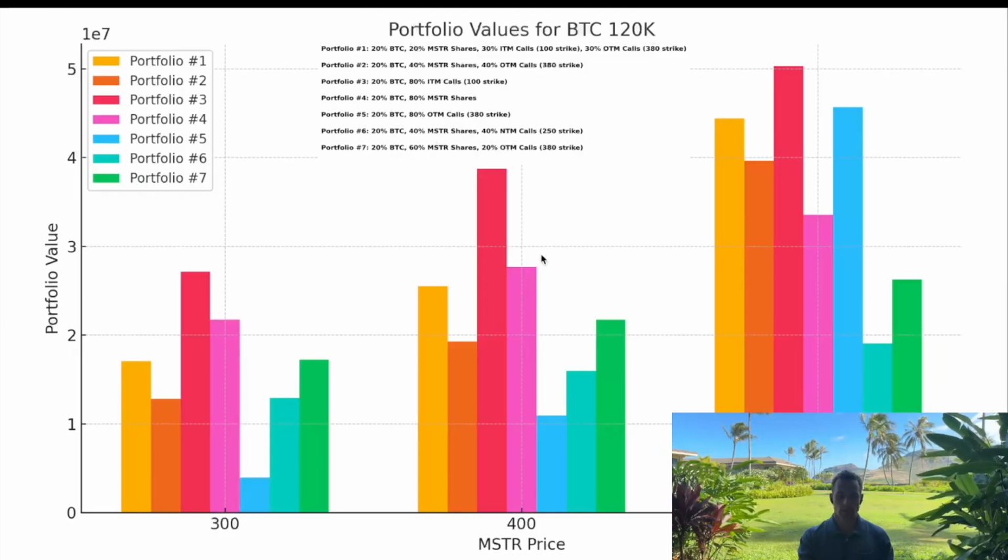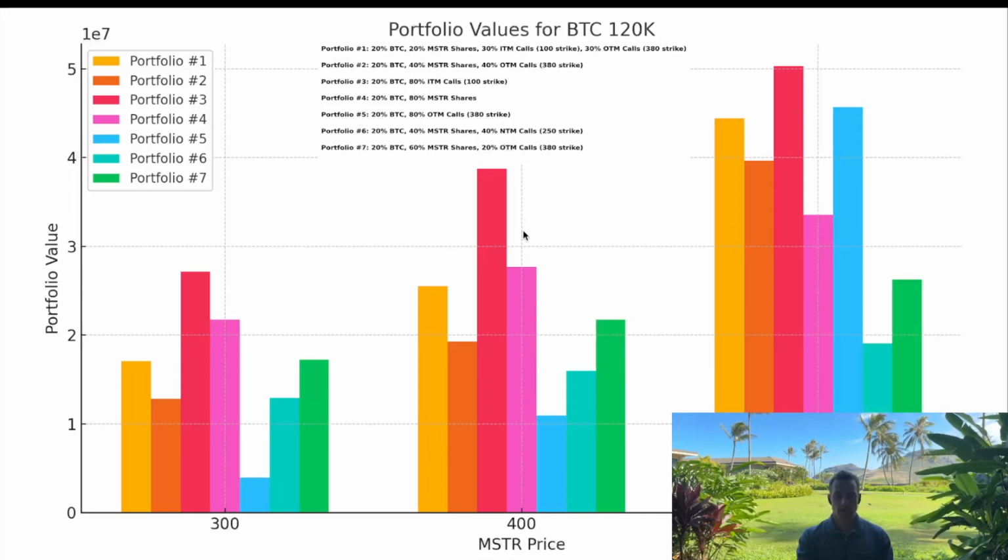At 120K Bitcoin, these are my MSTR prices. They might be higher, they might be lower. This isn't a predictive video, it's just kind of an outline for you. At these low price targets, this red portfolio performs quite well. And this red portfolio is portfolio number 3. That is 20% cold storage Bitcoin, 80% in the money calls. And these in the money calls are great at these low moves because they move very, very significantly as they're already in the money. So you can see a $300 MSTR share price and a $400 MSTR share price and even a $500 MSTR share price. This is the top performing portfolio.